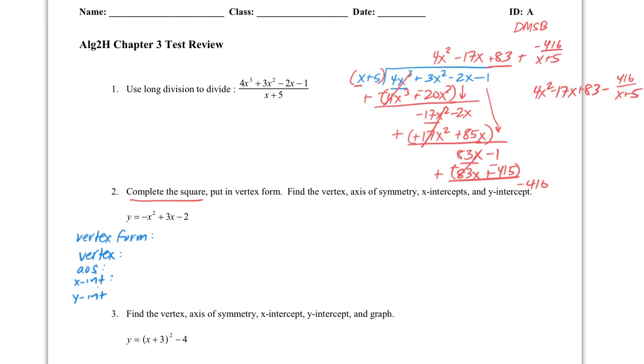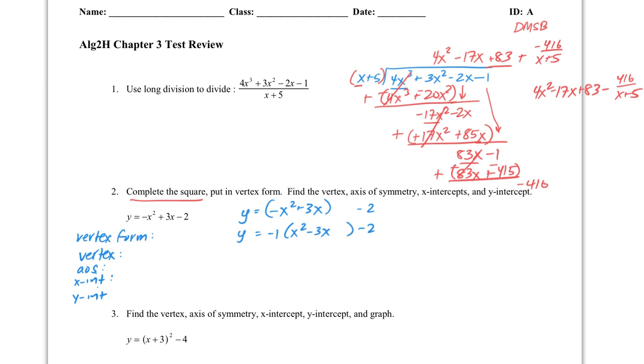So first things first, we've got to get it in vertex form. So we're going to separate out that minus 2. We're going to move it over, and we're going to work just with this. With what's left in the group, we're going to take out the negative 1, because to complete the square, the a has to be 1, not negative 1. So we're going to factor out a negative 1. It's going to leave us with x squared minus 3x.